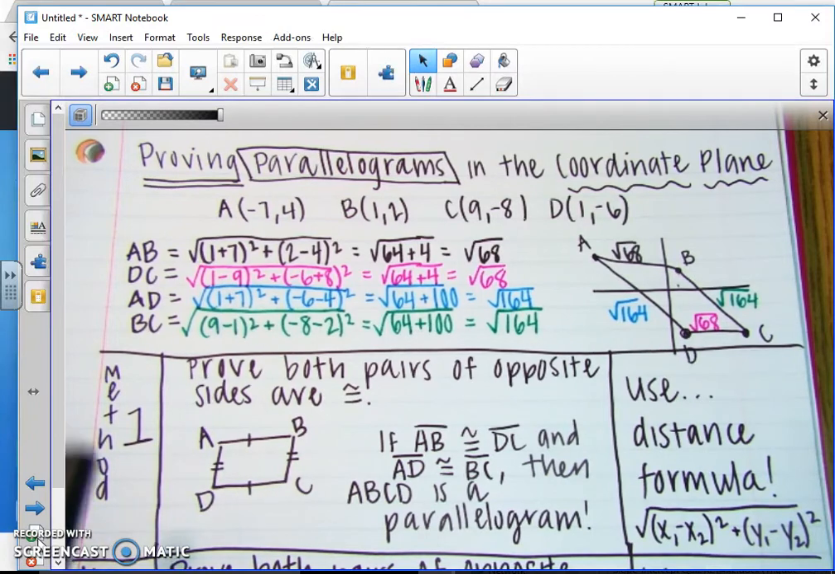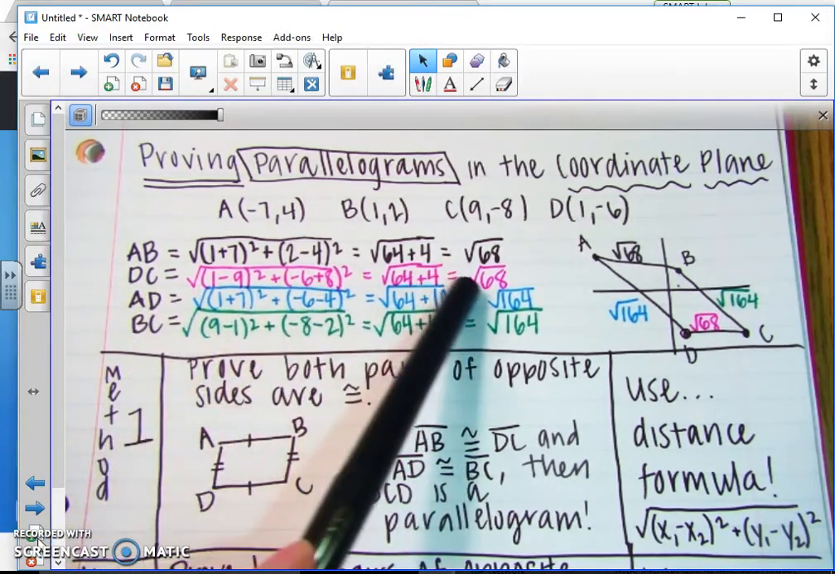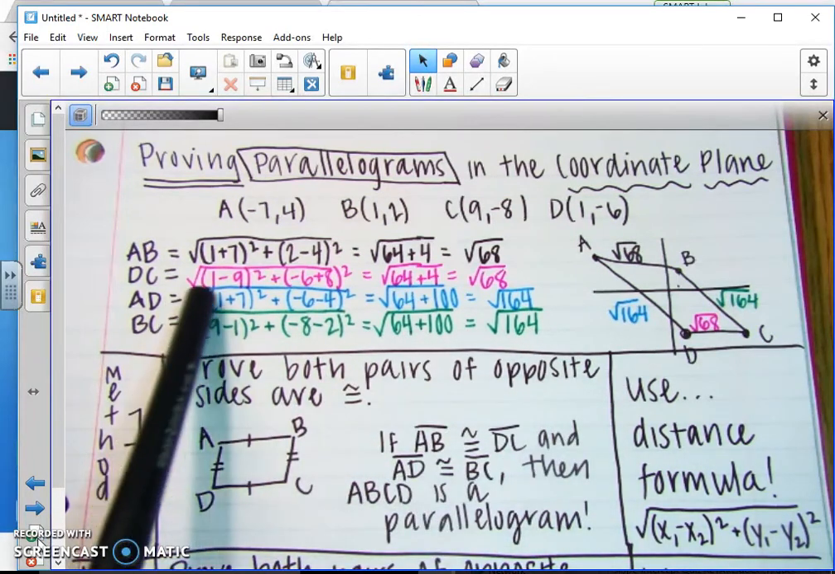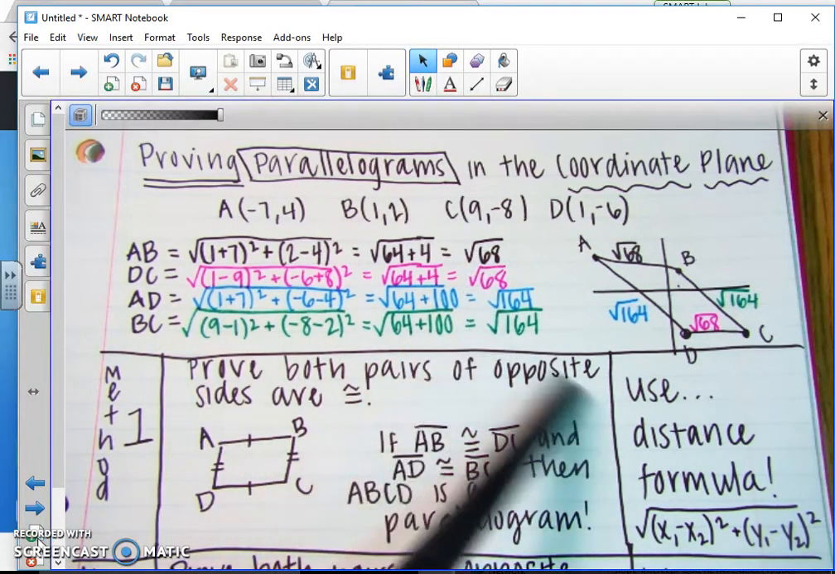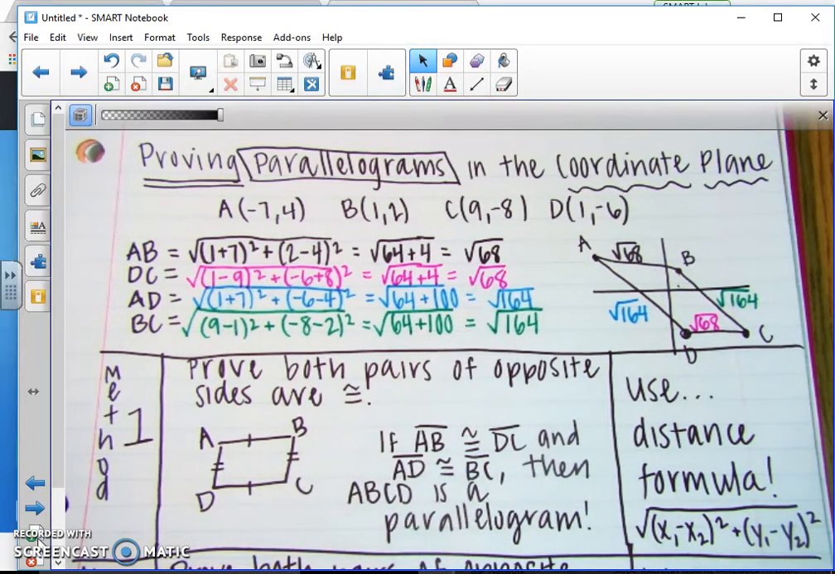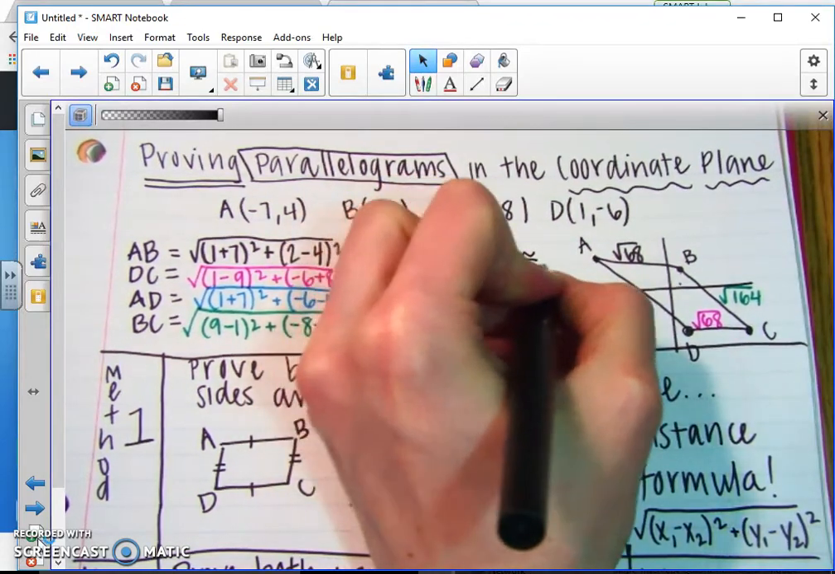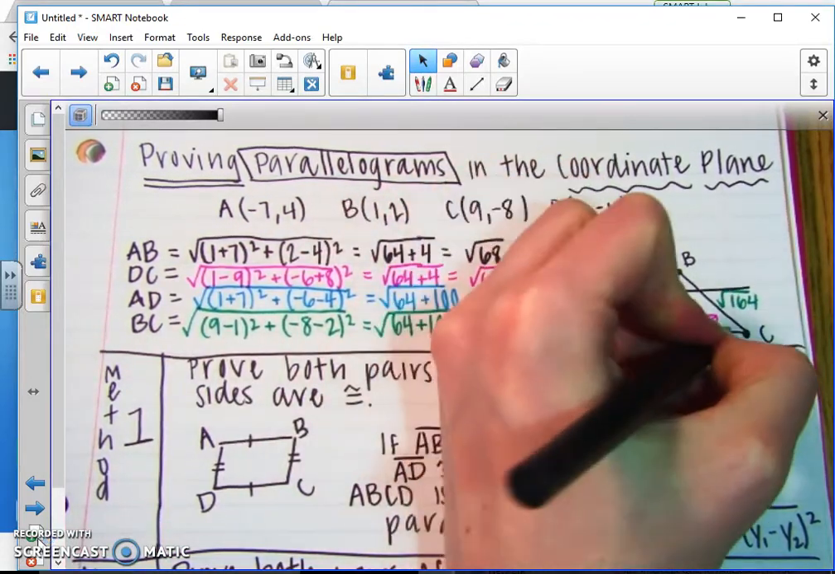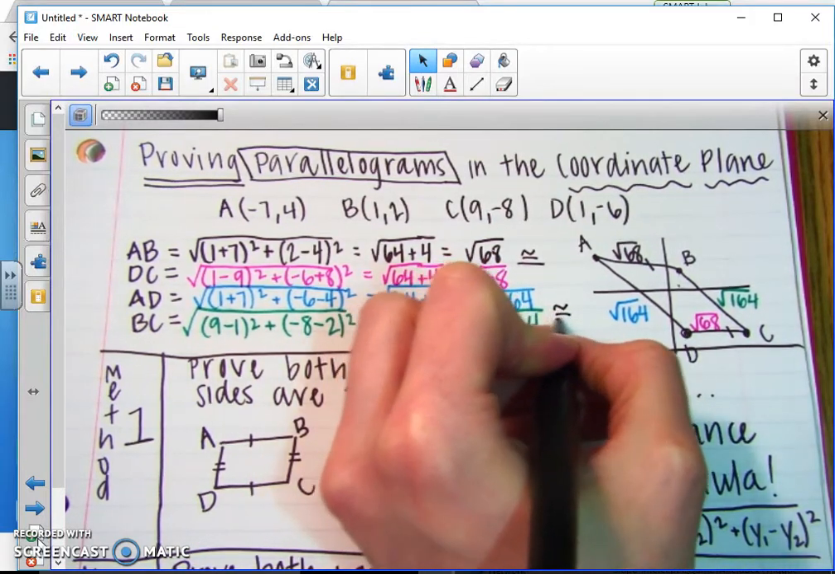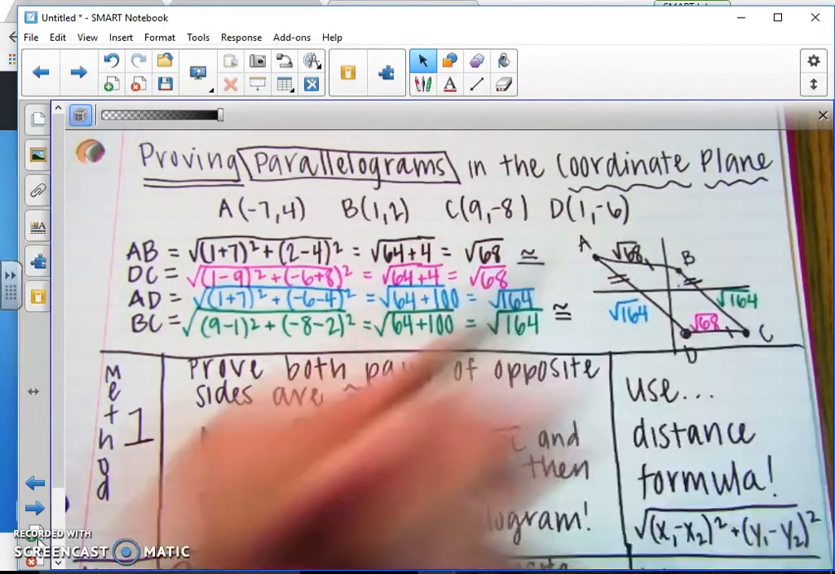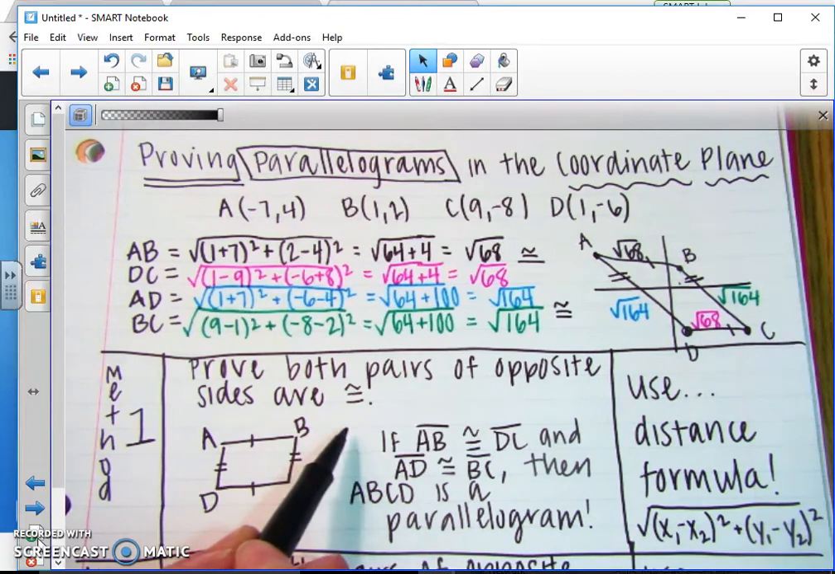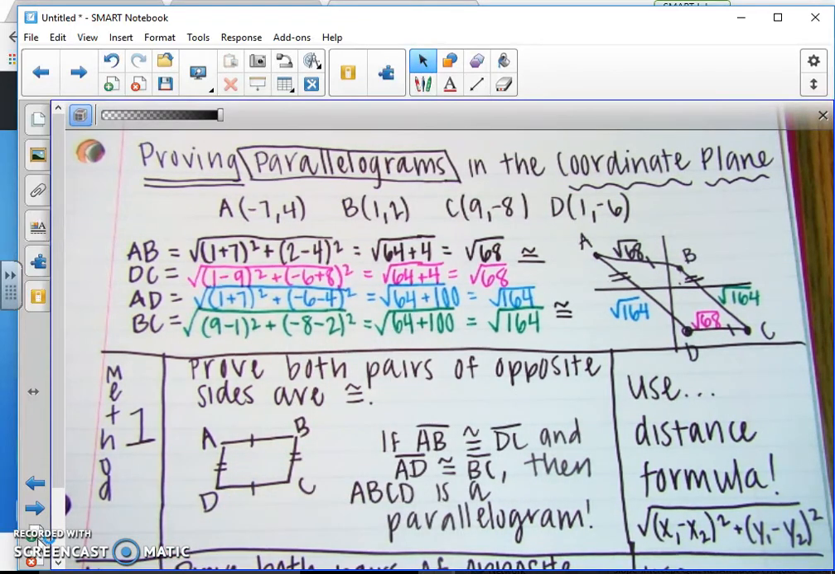So check your work here. Make sure that you've plugged in everything correctly to the distance formula. Your setup might look a tiny bit different, but we'll still end up with the same answers. We found that AB and DC are both equal to the square root of 68. So those are congruent, which is what we want. And then AD and BC are both the square root of 164, those are also congruent, which is also what we want. So we've proven that both pairs of opposite sides are congruent, therefore ABCD is a parallelogram.